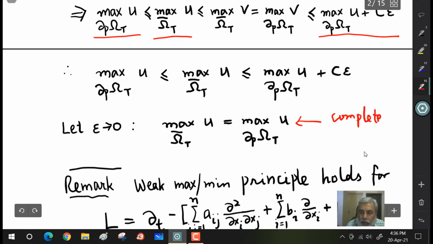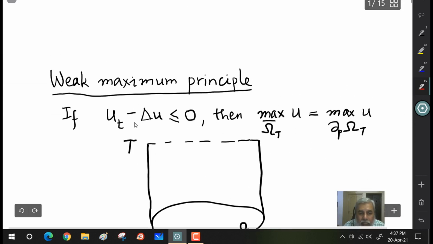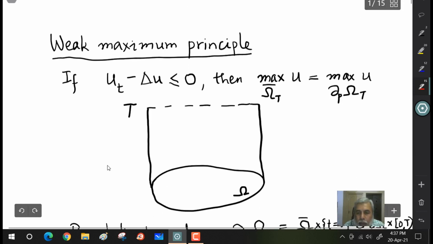For the weak minimum principle, you have to just replace u by minus u. And if equality occurs here, then you apply this result to both u and minus u. So when u satisfies the heat equation, you can replace that by the maximum of |u| over the whole boundary, which is the same as the maximum of |u| over the parabolic boundary.